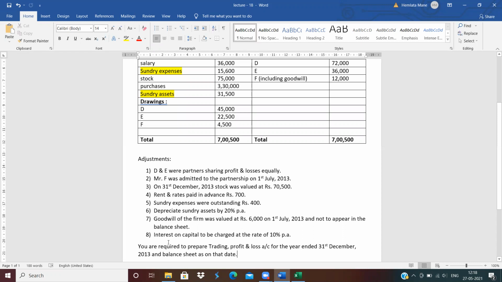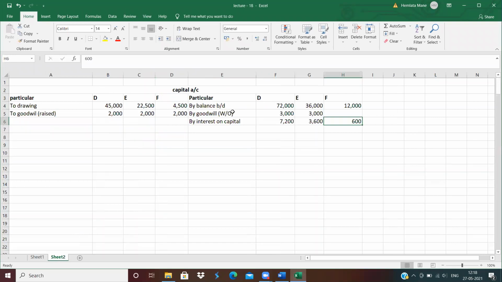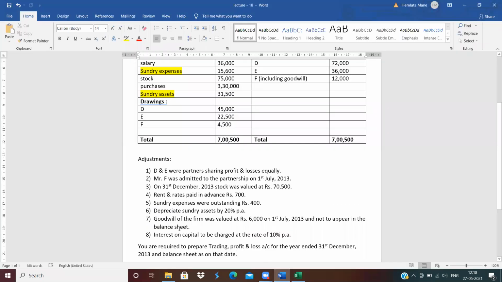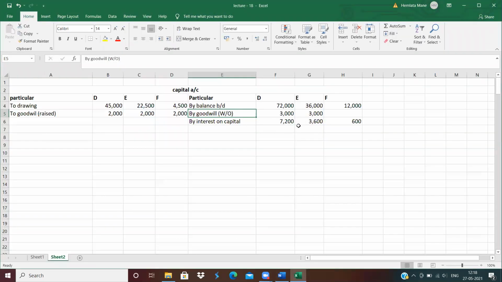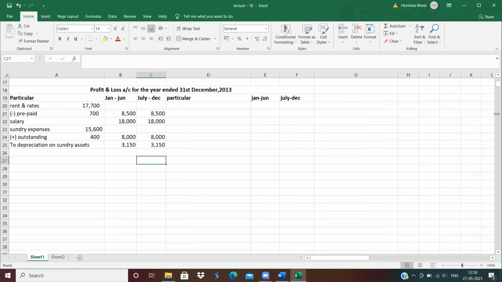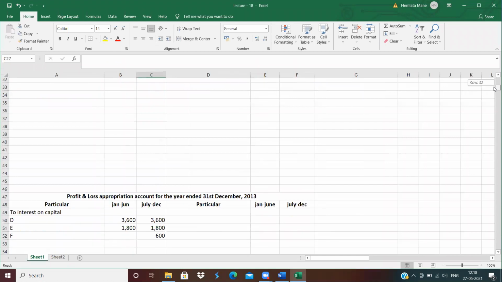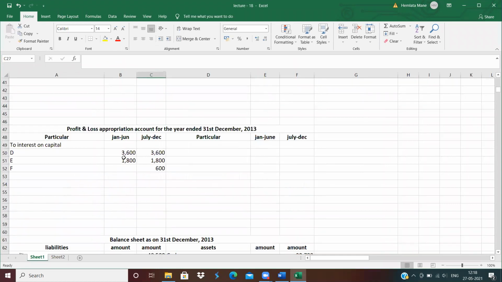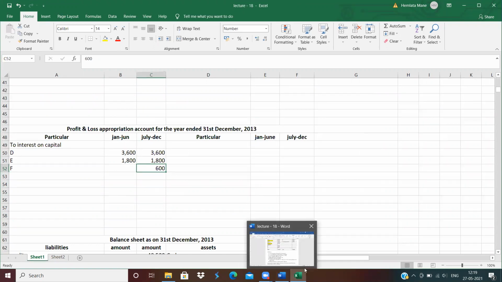Next is goodwill not recorded in the books. So both the goodwill effects are recorded in the same account, one on the debit side and another on the credit side. And next is interest on capital. Calculate the interest on capital and post it in the profit and loss appropriation account, distributing the amount of D, because D is whole time in the business, before 6 months also, after 6 months also. E is the same, whole time in the business. Only F is admitted after 6 months. So directly write the amount in the outer column.